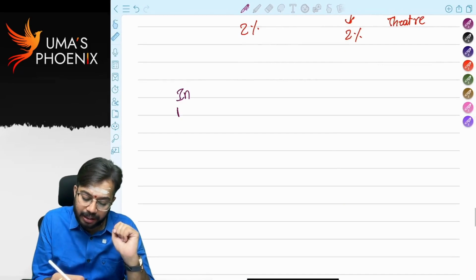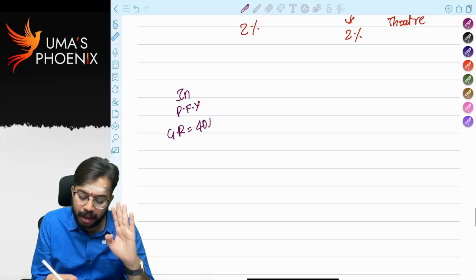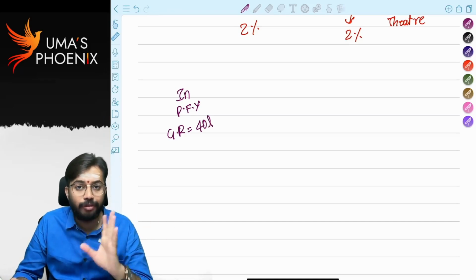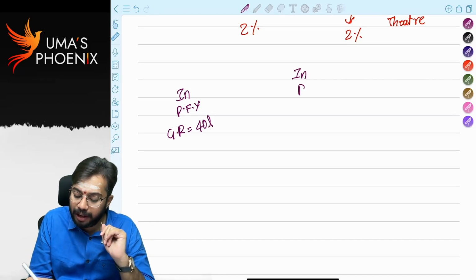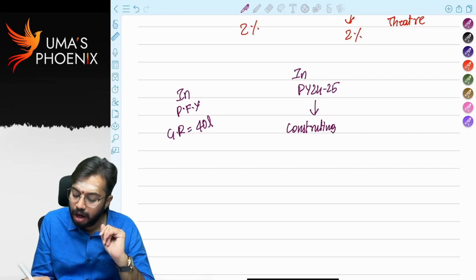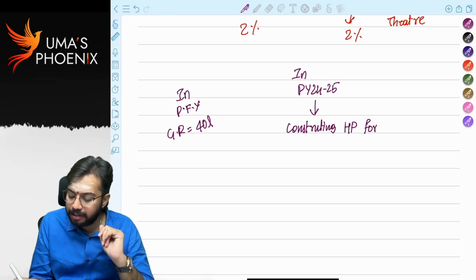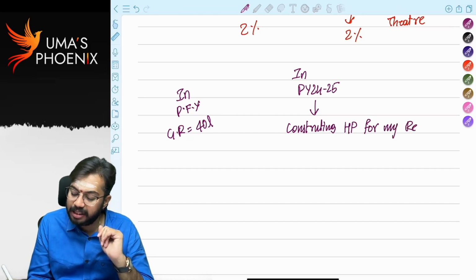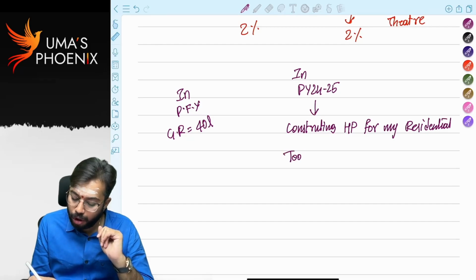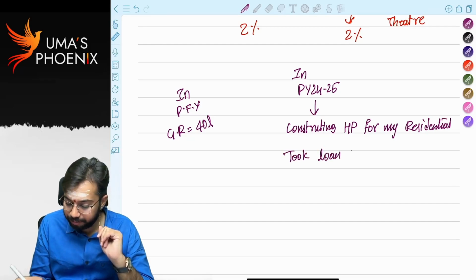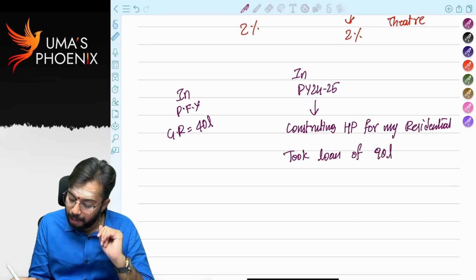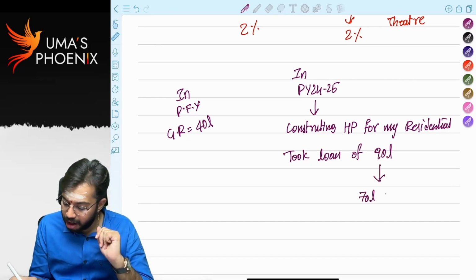In the preceding financial year, gross receipts in my profession are only 40 lakhs. In 24-25, I am constructing a building, a house property for my personal purpose, for my residential purpose. I took a loan of 90 lakhs and paid 70 lakhs to the contractor.